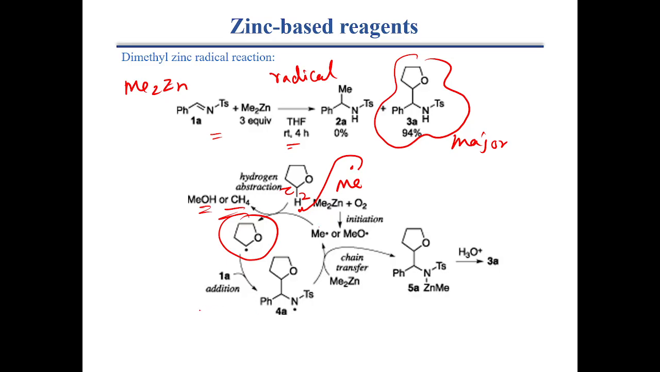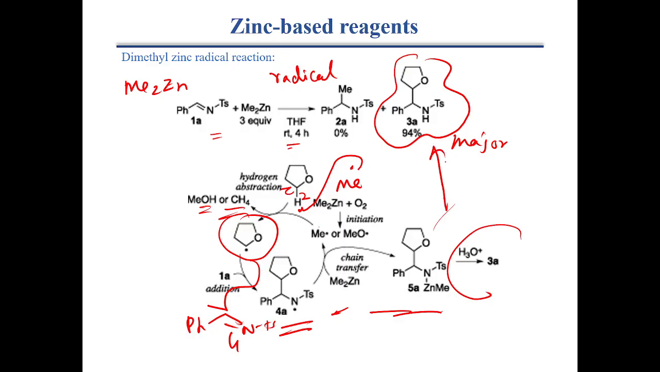Now this radical in the presence of imine reacts with this imine and forms this radical. Now this radical is quenched with water, giving this product. So here, in the presence of dimethyl zinc, a radical reaction happens.